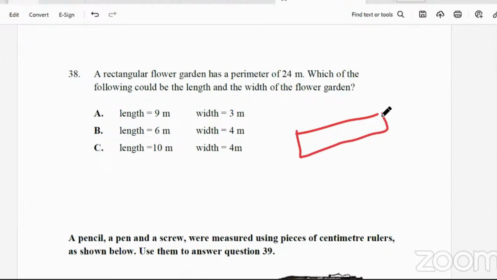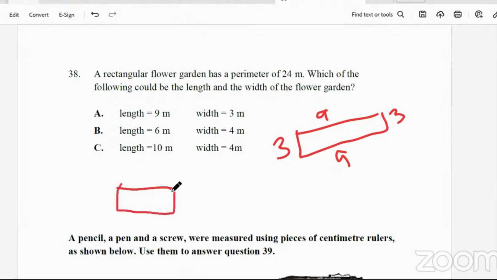So whatever option we choose, we put the numbers in, and we could simply add all around and it should give us the perimeter. So let's try the first one. If we put 9 here and 9, and 3 and 3, and we add all the sides, 9 plus 3, that's 12. 12 plus 9, that's 21. 21 plus 3, that's 24. Okay, so I already found my answer, but just to be on the safe side, let's check the others.